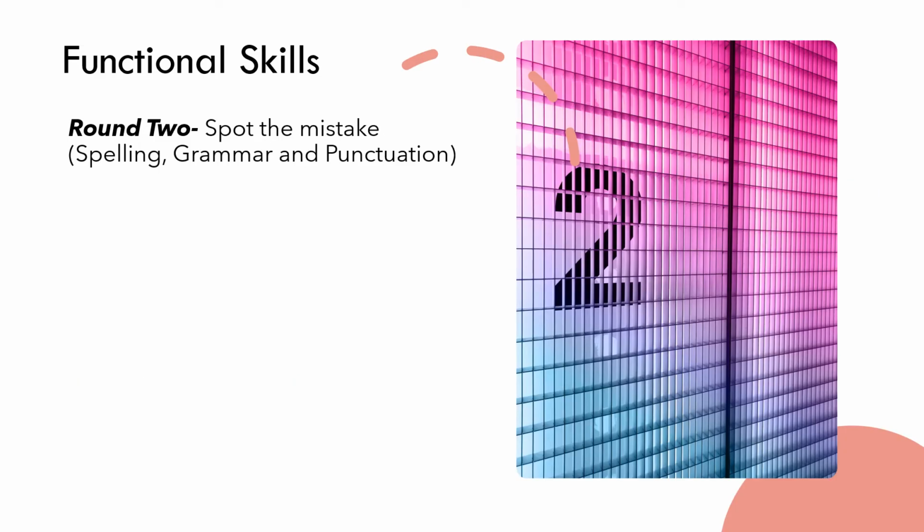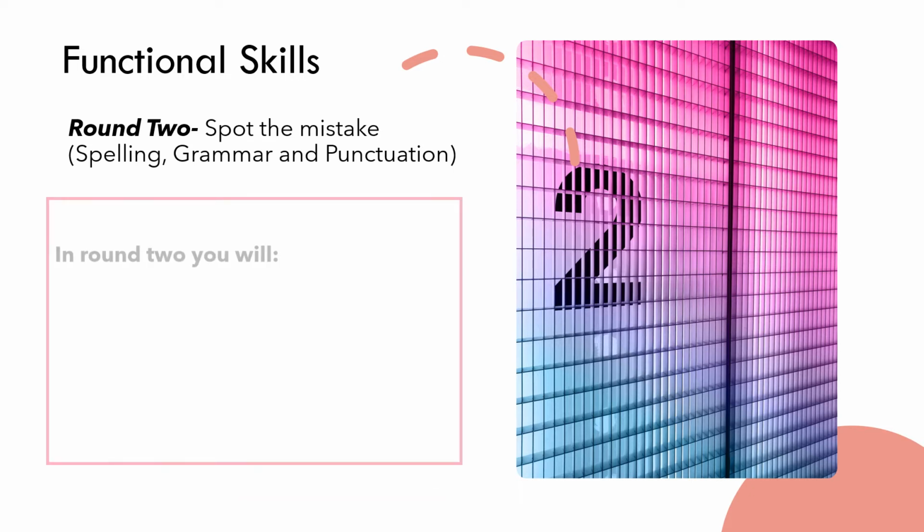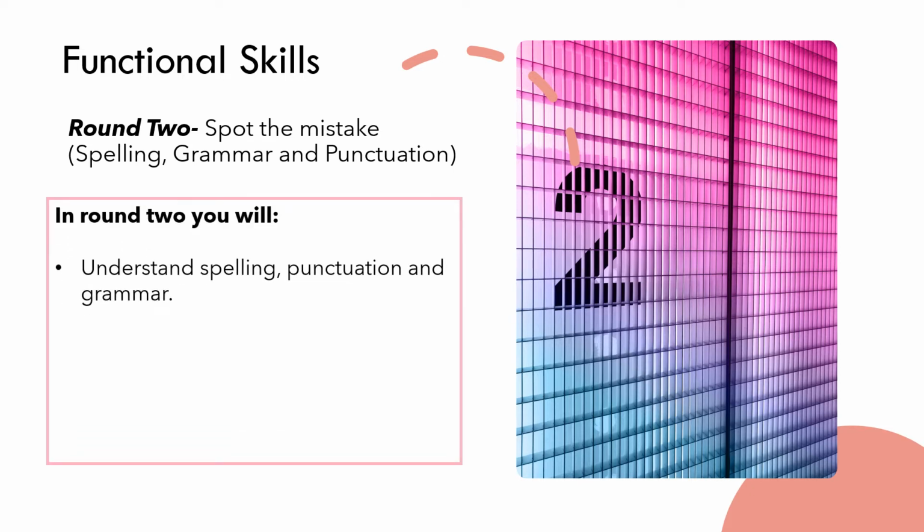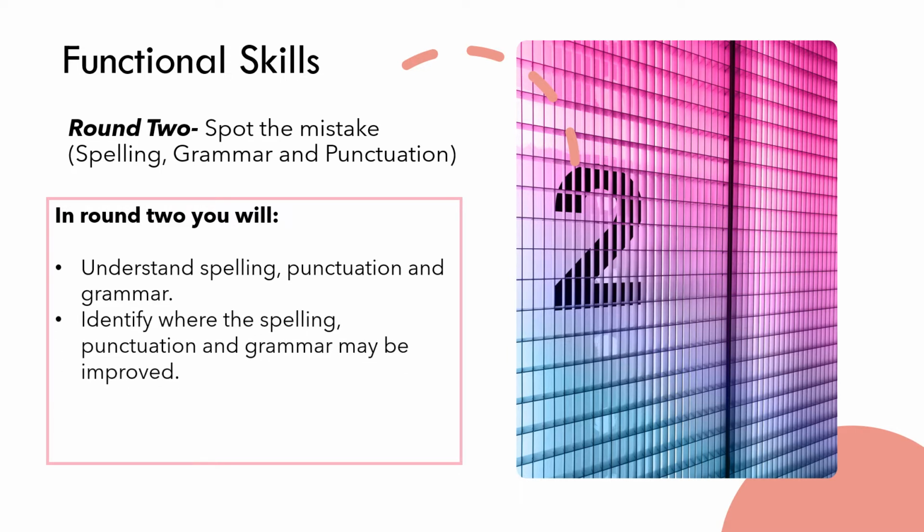So these mistakes specifically are going to be in spelling, grammar and punctuation. This is a really important area to keep revising because it is one of the things that people consistently get wrong or forget to look back over when they're doing their writing assessment. So in this round, you will understand spelling, punctuation and grammar, identify whether spelling, punctuation and grammar may be improved, and revise some spelling rules to improve your writing.